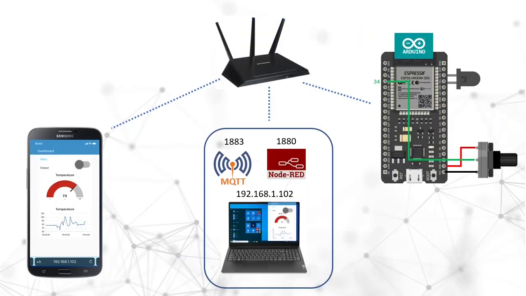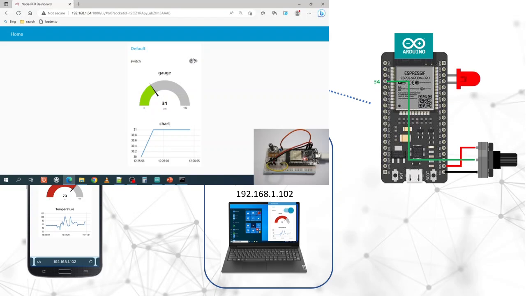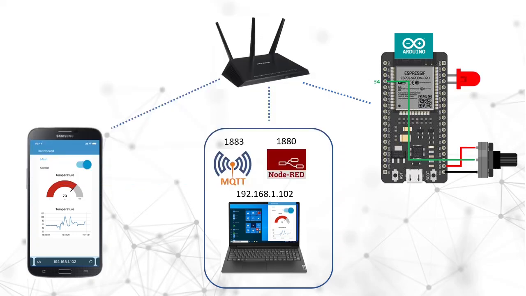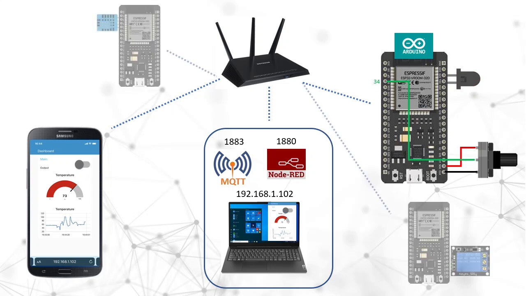This is an overview of the home automation system we will build. In the middle you see the Windows PC running Node-Red and the MQTT server. And on the right you see an ESP32 with an LED and a potentiometer. We can control the LED and read the potentiometer voltage from any browser in the Wi-Fi network. After you finish the project, you will have a home automation platform to which you can add as many ESP devices and sensors as you wish.